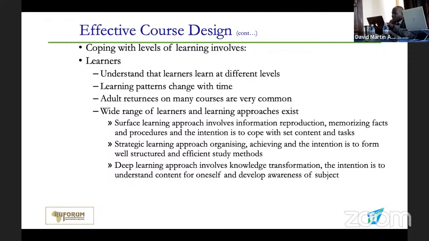This is an approach that involves information reproduction, memorizing facts and procedures, and the intention is to cope with the content and tasks. The way you look at it, surface learning. And definitely now also this goes with a certain caliber of learners.